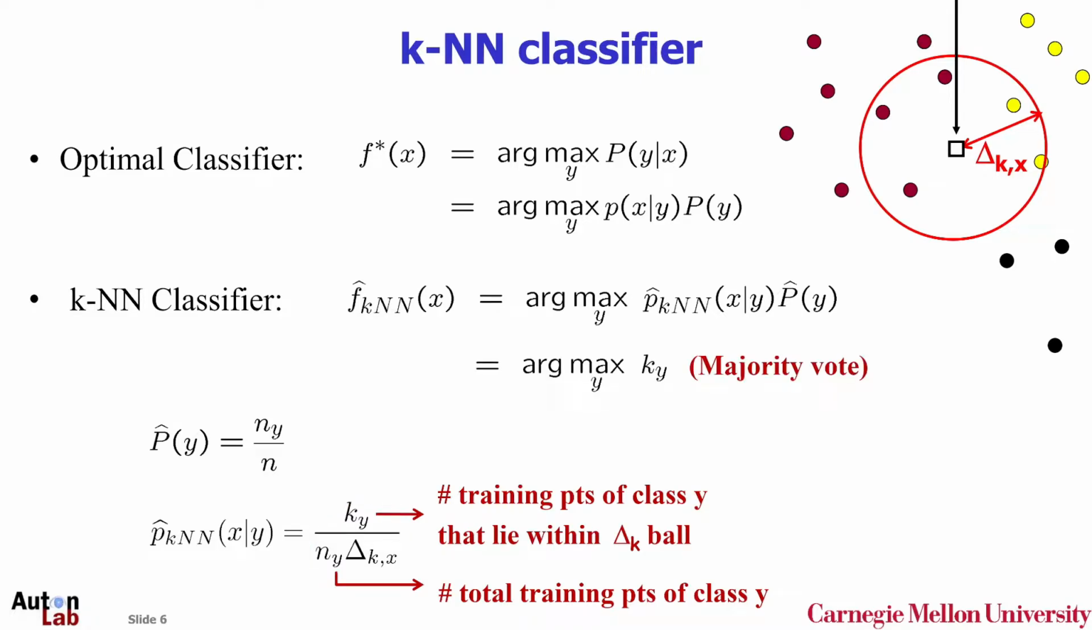If we plug this estimated density of x given y back to this above expression of f hat x, then after some simplification, we can see that the KNN classifier decision rule is simply argmax ky, that is the majority vote in the KNN ball.